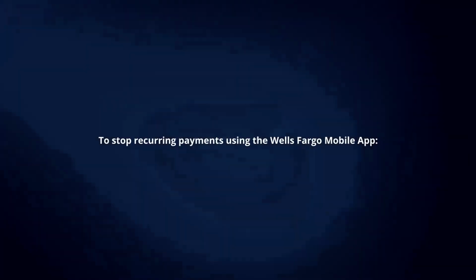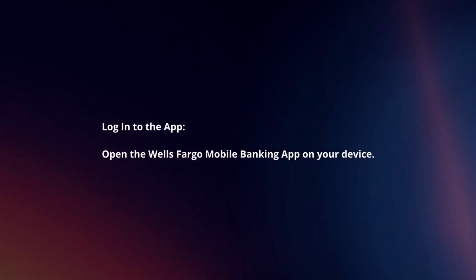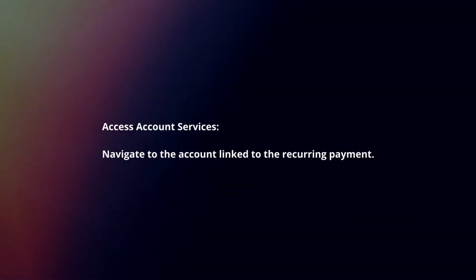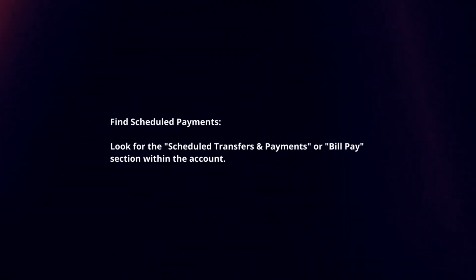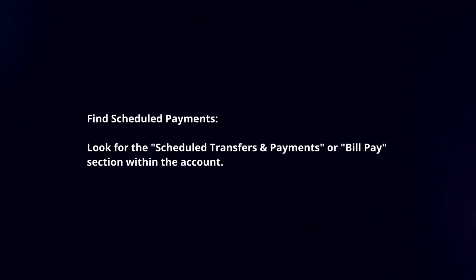To stop recurring payments using the Wells Fargo mobile app, log into the app. Open the Wells Fargo mobile banking app on your device. Access account services. Navigate to the account link to the recurring payment. Find scheduled payments. Look for the scheduled transfers and payments or bill pay section within the account.